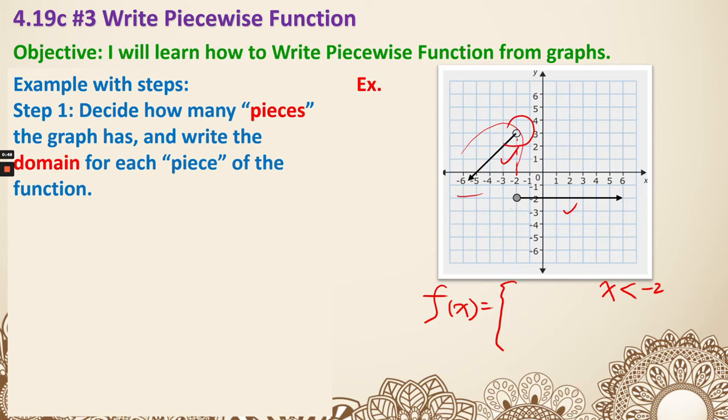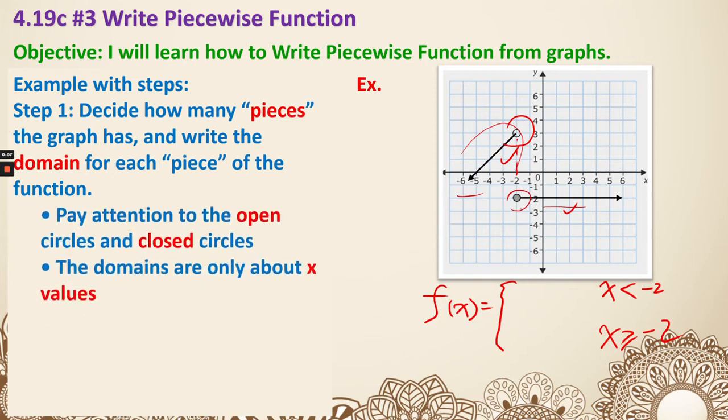Then the other one starts from -2 going all the way to the right, so x is greater than or equal to -2. When you're writing the domain, there are 2 things to pay attention to. One, pay attention to open circle or closed circle, and the other is that the domain is only about the x values. So whatever point you see, you need to drop it down to the x-axis so you can find the numbers on the x-axis.